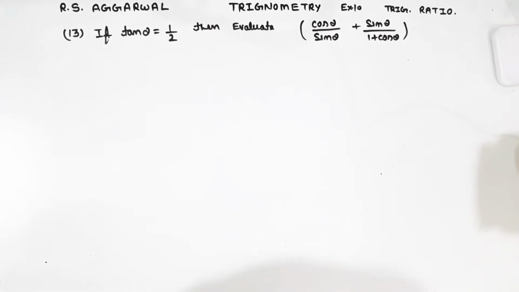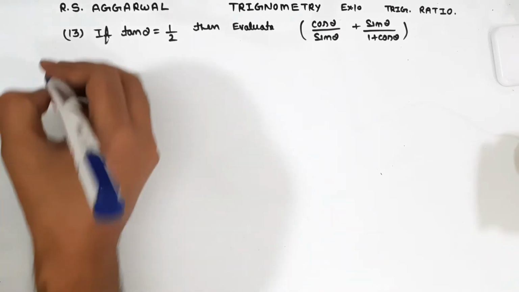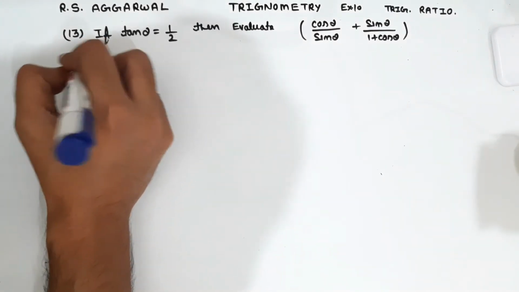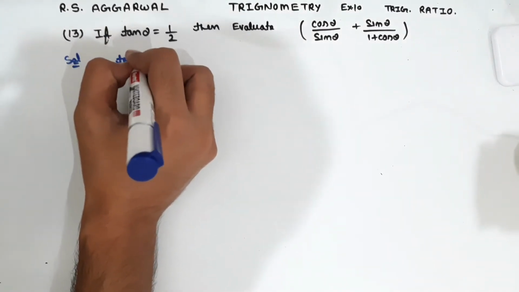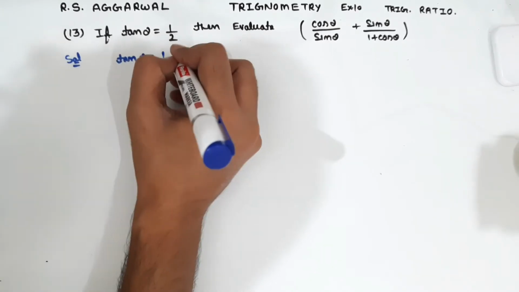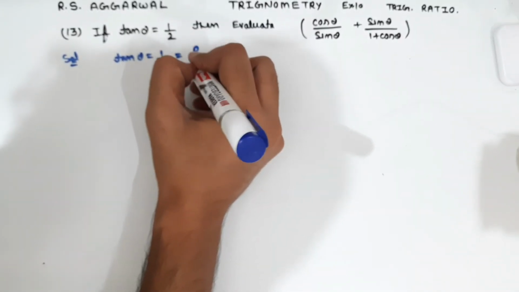R.S. Agrawal, Chapter Trigonometry, Exercise 10, Trigonometric Ratio. Question number 13. If tan theta equals 1 upon 2, then evaluate cos theta upon sin theta plus sin theta upon 1 plus cos theta. So in this problem, we have given tan theta equals 1 upon 2 and we know that tan theta is given by perpendicular upon base.